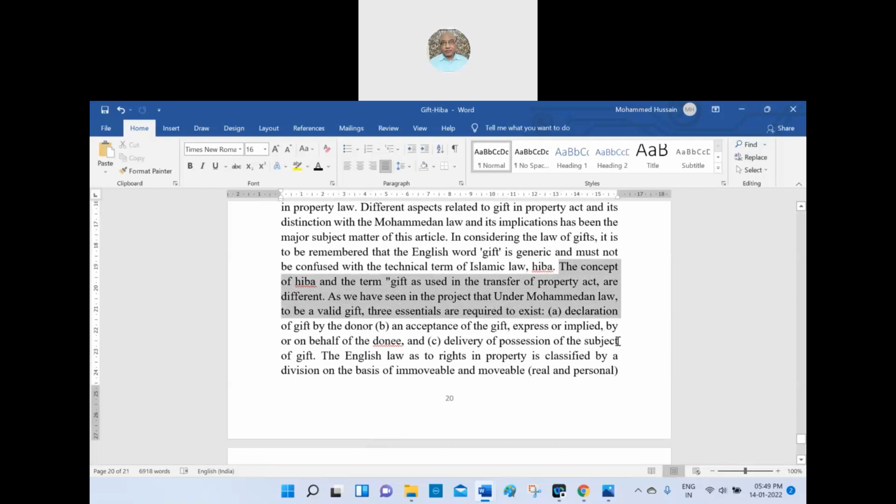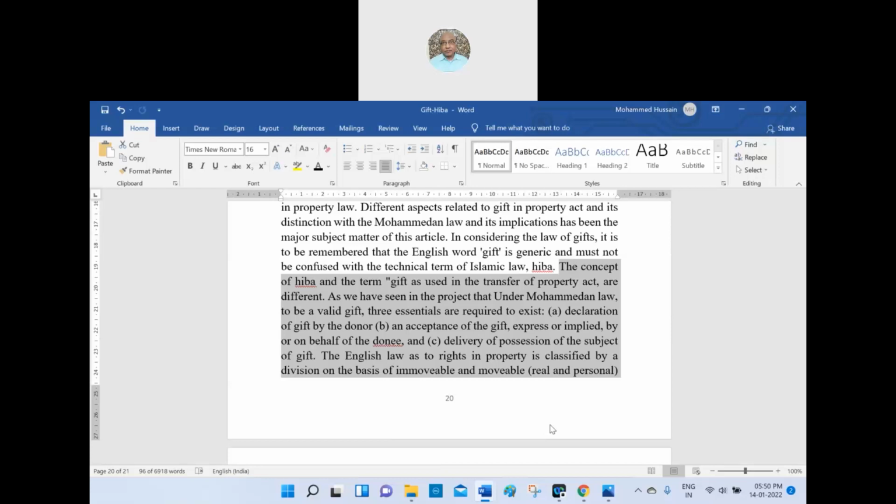The concept of hiba and the gift as used in the Transfer of Property Act are different. As we have seen in the subject, under Mohammedan law, to be a valid gift, three essentials are required to exist. Number one, declaration of gift by the donor. Number two, an acceptance of the gift, expressed or implied, on behalf of the donee. Number three, delivery of possession of the subject of the gift.